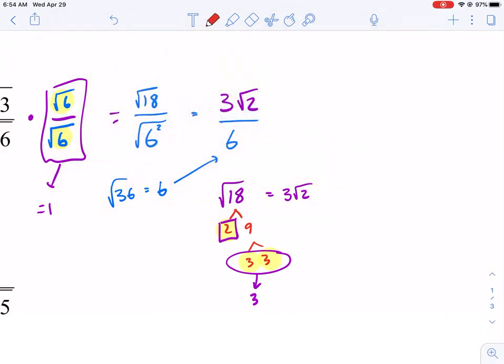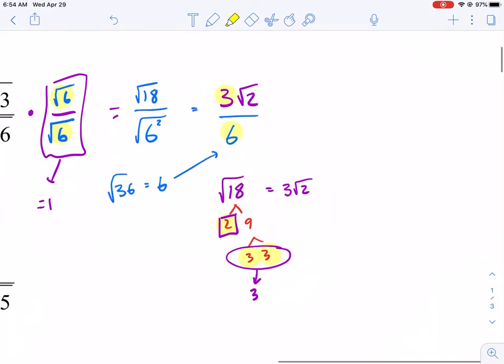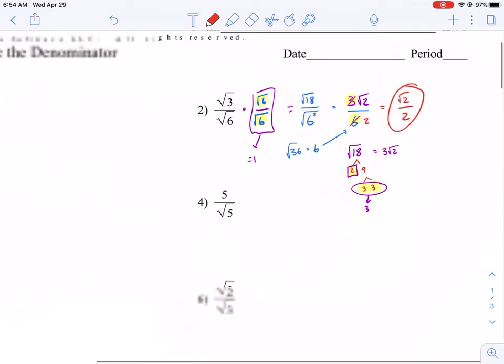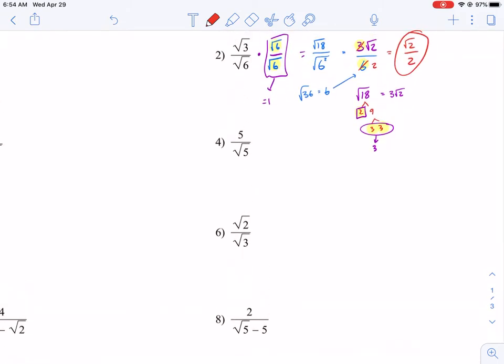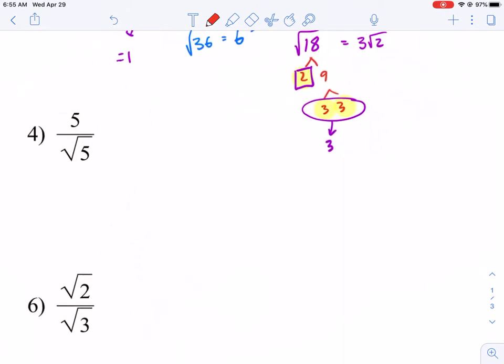Once we get here, we always want to check to see if we can reduce the coefficients or anything else. So we're going to cancel the 3 with the 6, and we're left with 2 in the bottom, radical 2 over 2, final answer. All right, let's scroll down to another problem. Let's do number 4, and then we'll skip to number 8 after that.